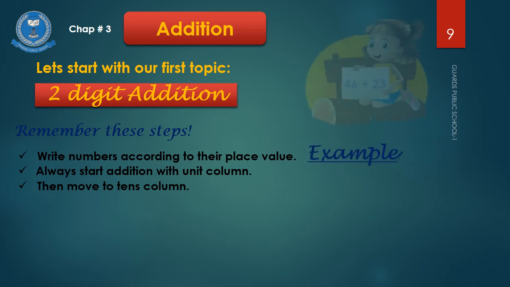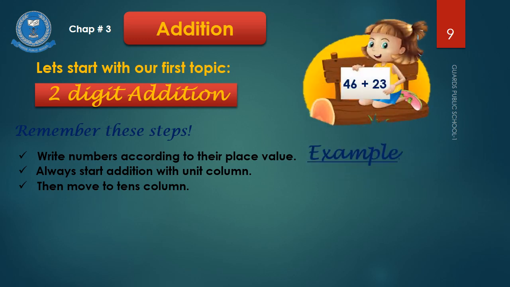If we have numbers 46 and 23 to add, what will we do? First, we write the numbers according to the place value. Now, can you all tell me from where we start addition? Yes, we start from the unit numbers, that is 6 and 3. Then we move to the tens column. And in the tens column, we have numbers 4 and 2.